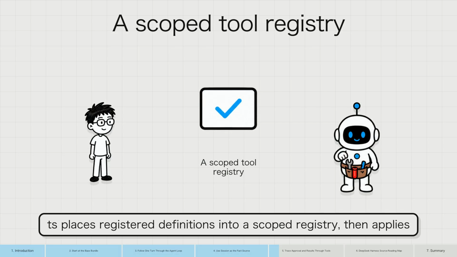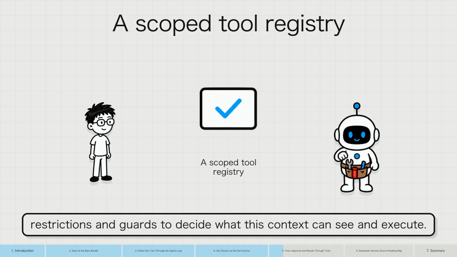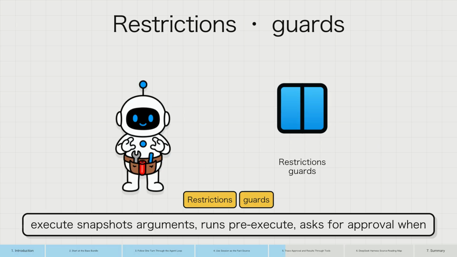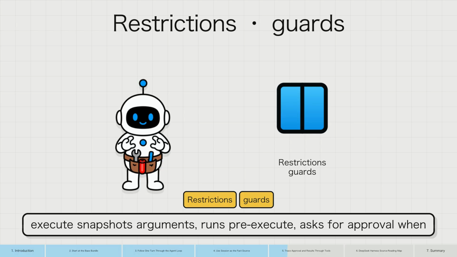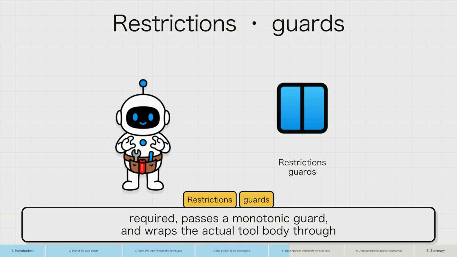Packages/core/tools/src/index.ts places registered definitions into a scoped registry, then applies restrictions and guards to decide what this context can see and execute. Execute snapshots arguments, runs pre-execute, asks for approval when required, passes a monotonic guard, and wraps the actual tool body through the tools/execute path.